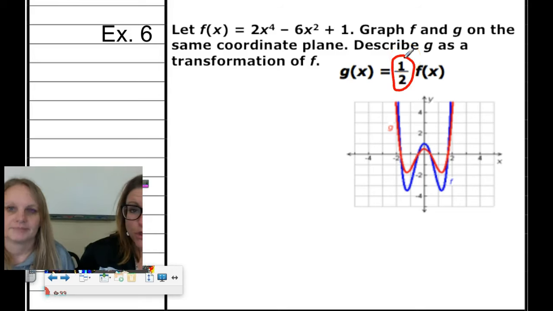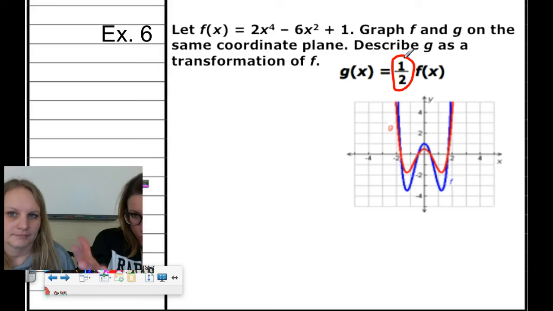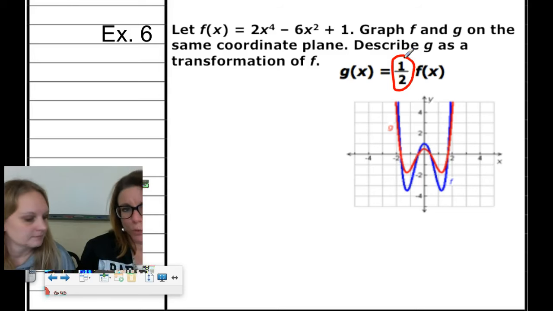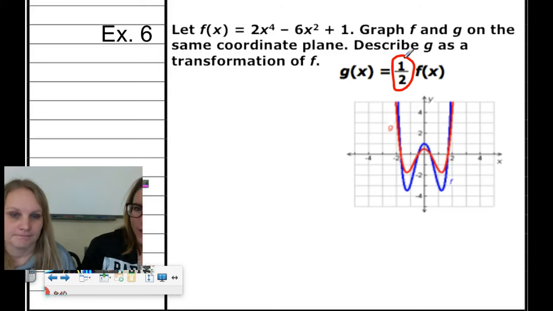Right. And then we're describing it. By describing it, we're writing the rule, and then we could also use words too. So all we're doing here, this is a compression, a factor out front. So we're just taking 1/2 times the whole function.